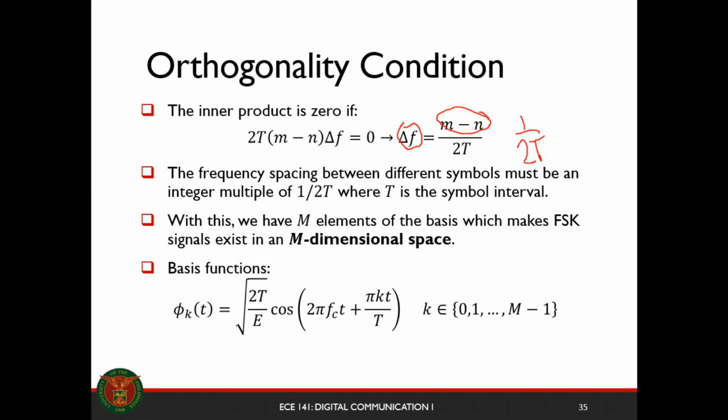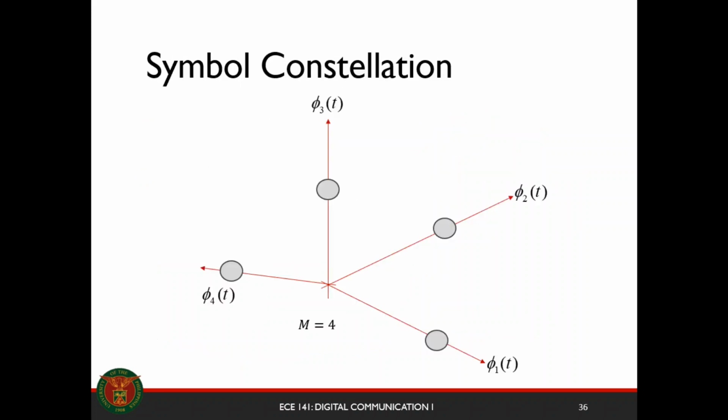And since we have M different signals that are orthogonal to each other, we create an M-dimensional space. Your basis signals are actually signals of different frequencies. So they create an M-dimensional space, and this is your basis function. And we have M elements of that basis function. How do we look at it? Well, it could look like this. Your constellation has 4 dimensions if you have 4 symbols.